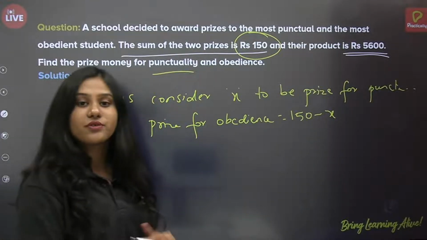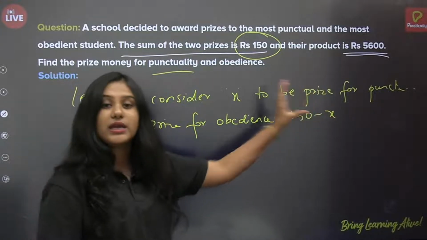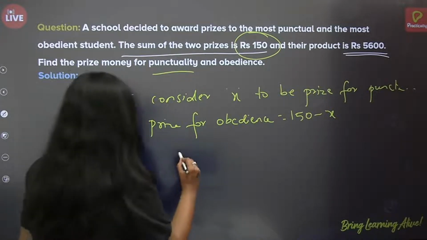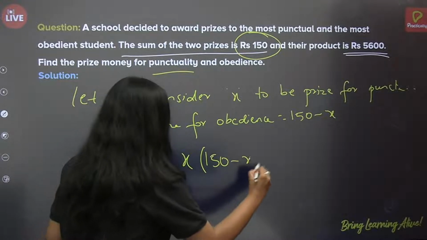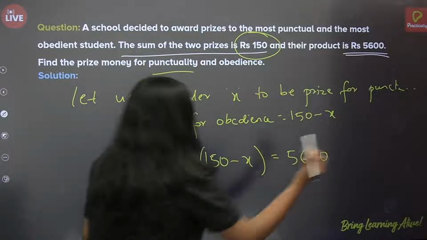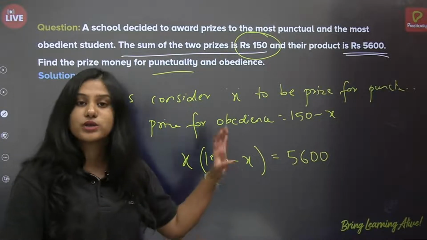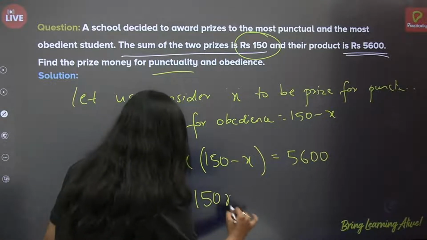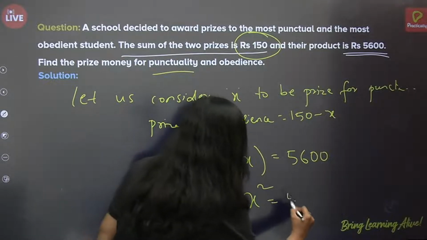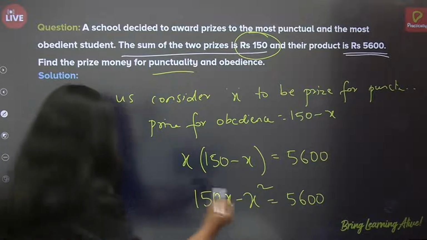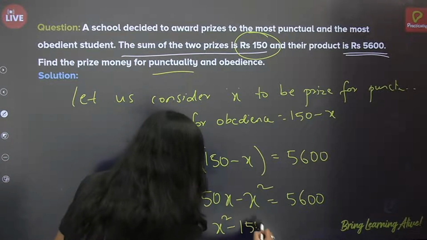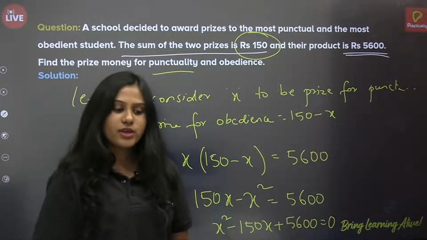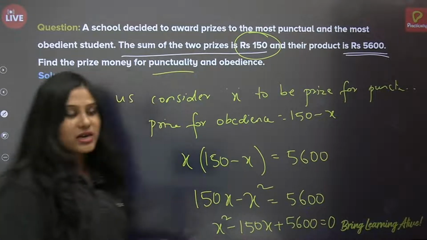Next, their product is 5600. Now we know the prize for punctuality and also for obedience, and the product of these two equals 5600. So let us write x into 150 minus x equals 5600. Up to this point you have to understand the question and frame the equation. From now you can easily do it. Let us solve it: 150x minus x square equals 5600. Let me reframe this: x square minus 150x plus 5600 equals 0. What method can we use again? Either the quadratic formula or the factorization method.